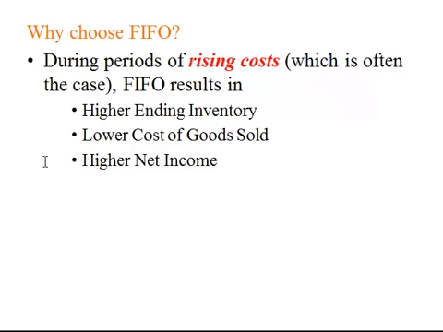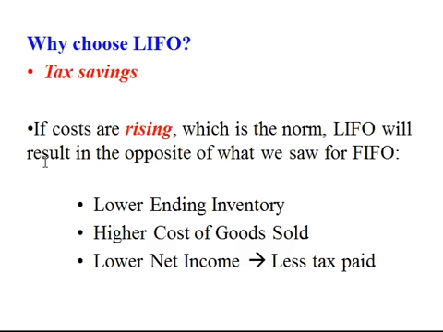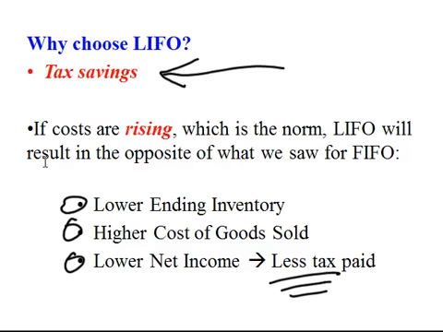If during periods of rising prices we get higher net income under FIFO, why would we ever choose LIFO? Generally, companies prefer higher net income. The answer is tax savings. Companies would prefer to report lower earnings for tax reporting purposes. And if costs are rising, LIFO will give that result. LIFO will result in lower ending inventory, higher cost of goods sold, and therefore lower net income, and consequently less taxes paid.